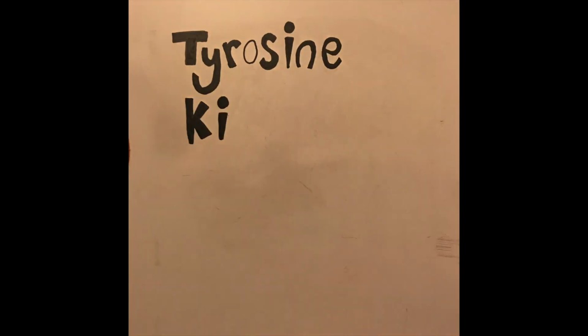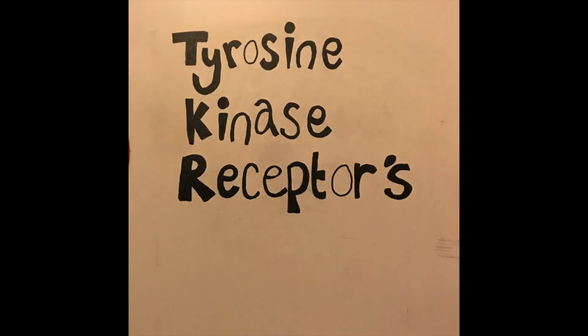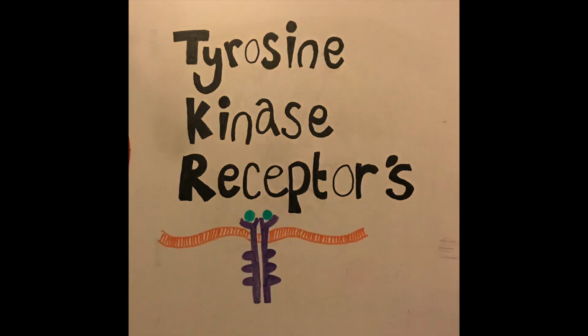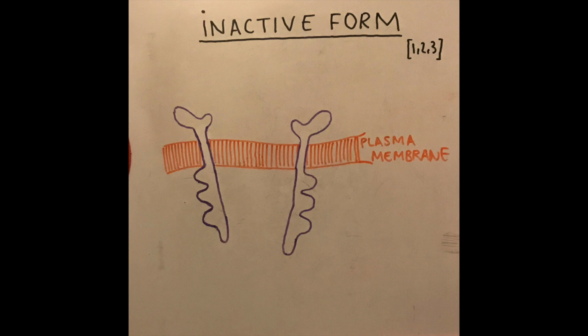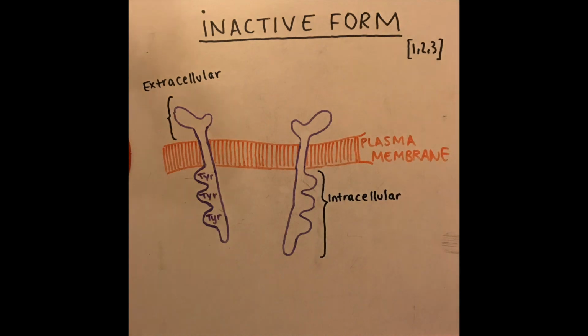Tyrosine kinase receptors are important proteins involved in many cell signaling pathways. They play an important role in the regulation of cell growth and proliferation. Tyrosine kinase receptors are transmembrane receptors, with an extracellular portion containing the ligand binding site and an intracellular portion that contains the tyrosine kinase domain.